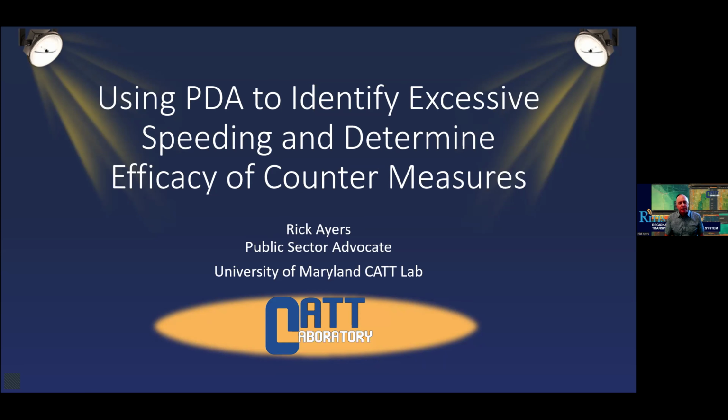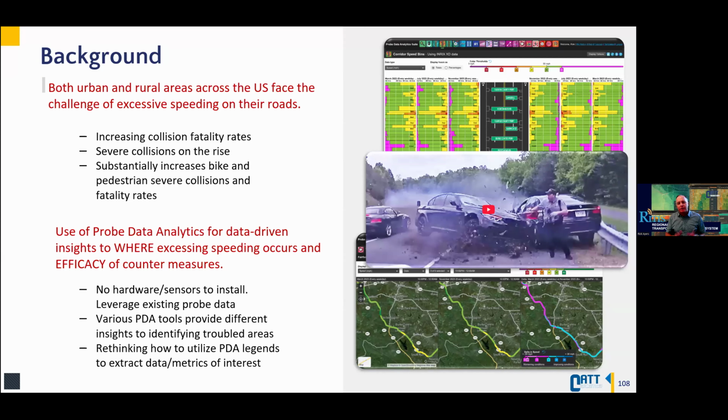Next slide, please. I think all of us, it doesn't really matter whether you're in an urban area, MPO, city, or you're supporting a rural part of your country, excessive speeding is an issue and challenge that transportation professionals have to deal with. One of the things that I hear a lot from our user community is, Rick, we're not a big community. We're not a large city or big metro area. How does probe data analytics support us in rural areas?